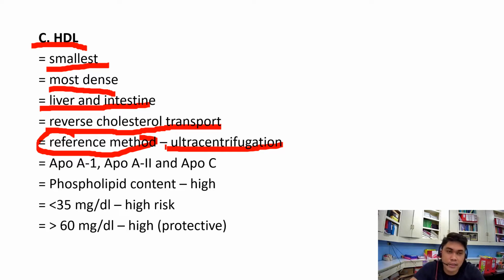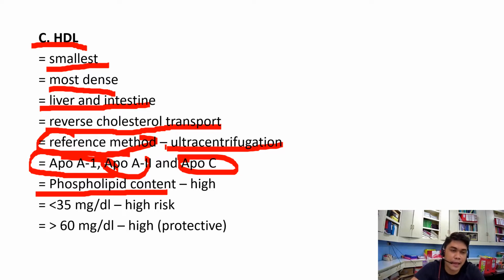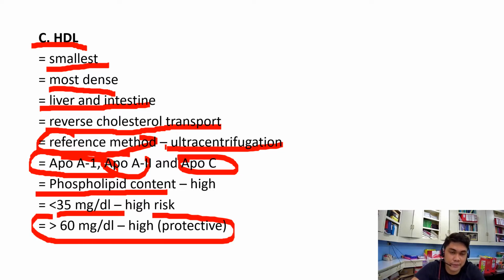The predominant apolipoprotein in HDL is ApoA1, followed by ApoA2 and ApoC, and it has high phospholipid content. If the concentration of your HDL is less than 35, then you're at high risk for atherosclerosis or cardiovascular disease. Greater than 60 is heart protective, so we are not prone to cardiovascular disease. Women tend to have higher HDL concentration because estrogen increases HDL concentration. That's why women have lower risk of CVD before menopause than after menopause.